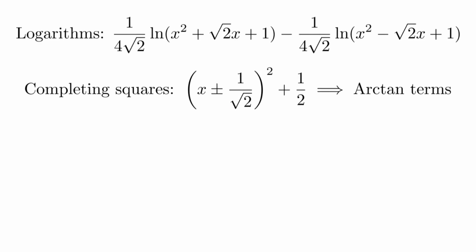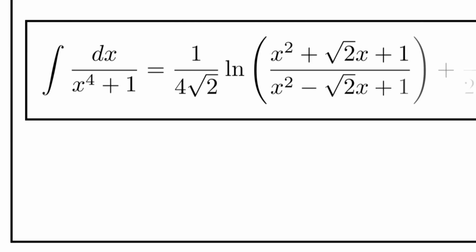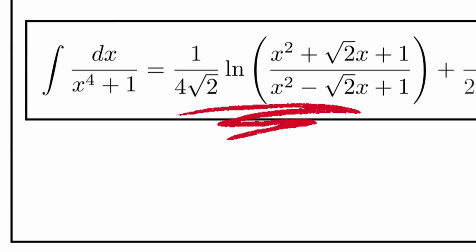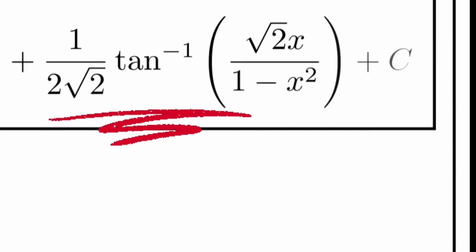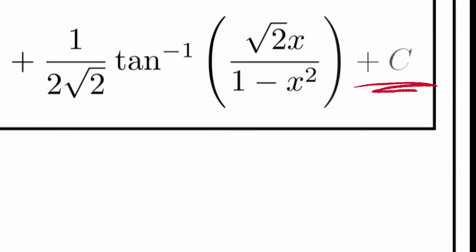After simplifying everything, we obtain the final answer. The integral of 1 over x to the fourth plus 1 equals 1 over 4 square root 2 times the natural logarithm plus 1 over 2 square root 2 times the inverse tangent expression plus the constant of integration, and that's the complete solution.